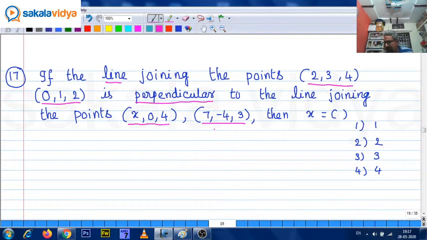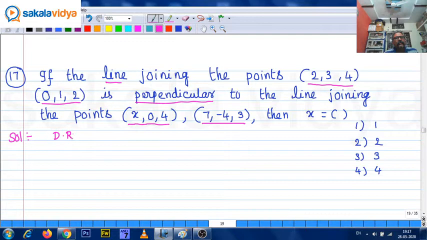So that means, just like the previous problem, first we need to find the direction ratios of the first line a1, b1, c1, and the direction ratios of the second line a2, b2, c2. Since they are perpendicular, a1a2 plus b1b2 plus c1c2 is equal to 0, so that we get the x value. This is the plan of action to be applied.